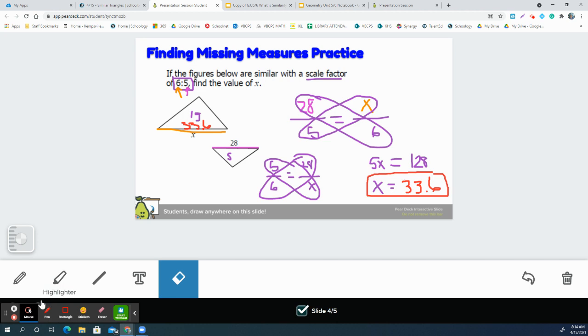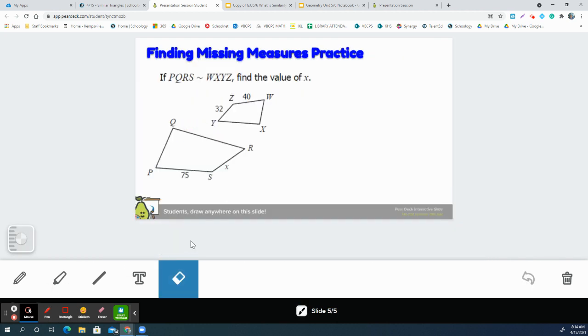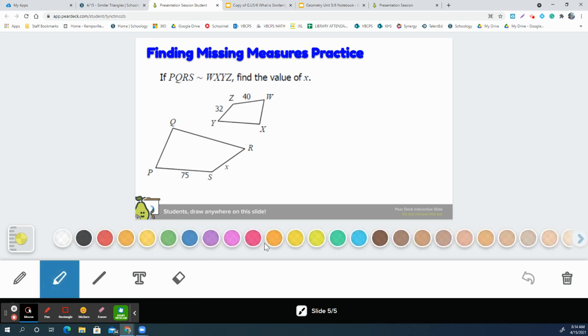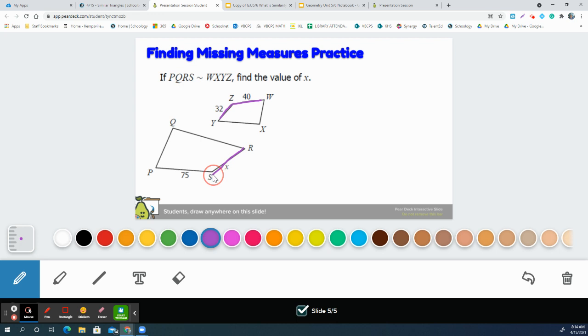Okay. Last question we'll do together, and then I'm going to let you go on your own. They're not always going to be triangles. Sometimes they'll be different shapes, but the method is exactly the same. So if you know 32 and 40, and you know X and 75, how would you set that up? I know my similar symbol is going to make me do a proportion. So what numbers do you put in first?